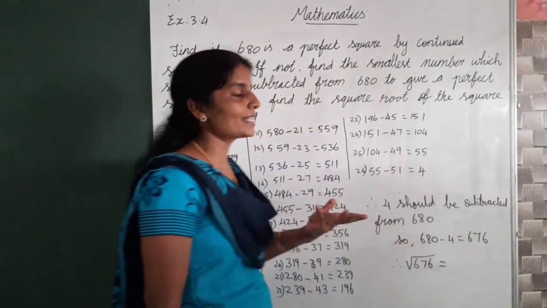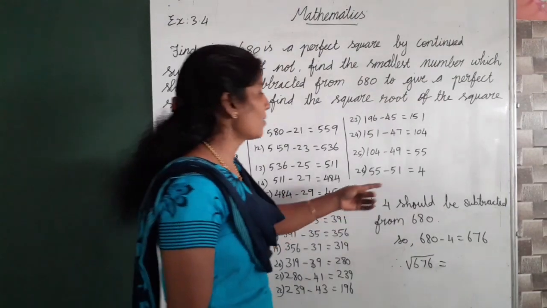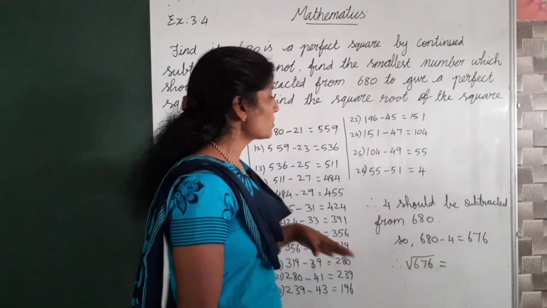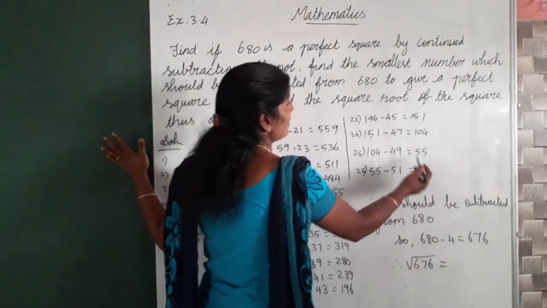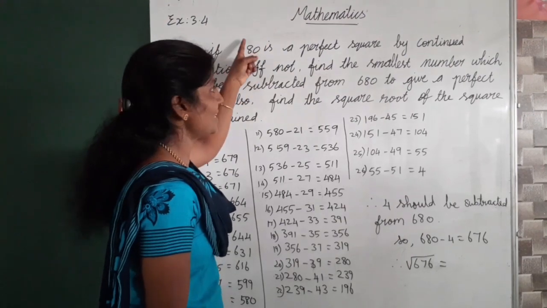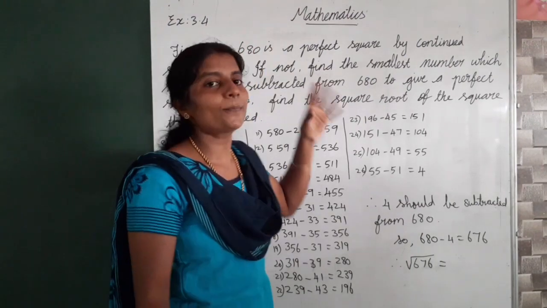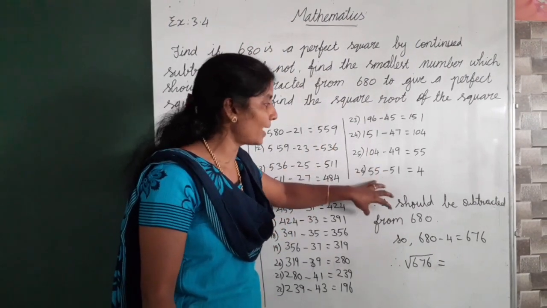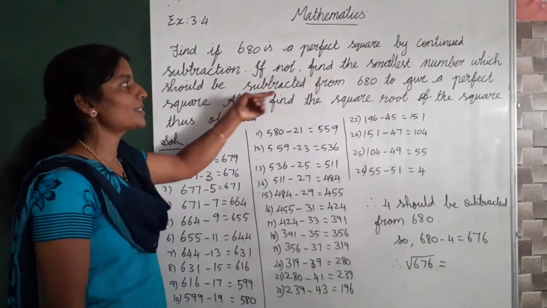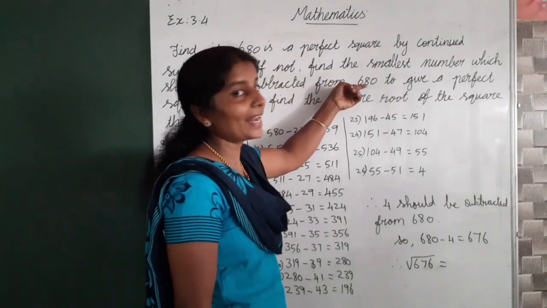We didn't get 0, isn't it? Then 4 minus 55 will not get 0. So this 4 should be subtracted from 680. That is not a perfect square. So we want to find the smallest number which should be subtracted from 680.